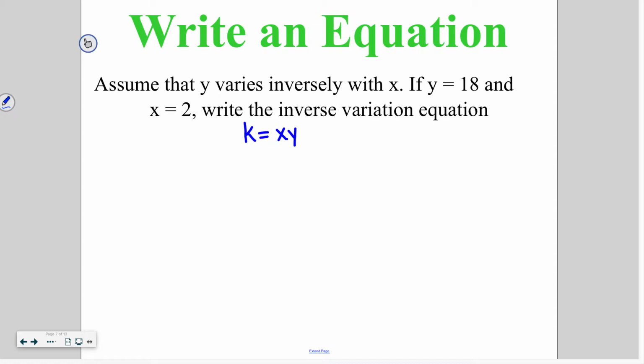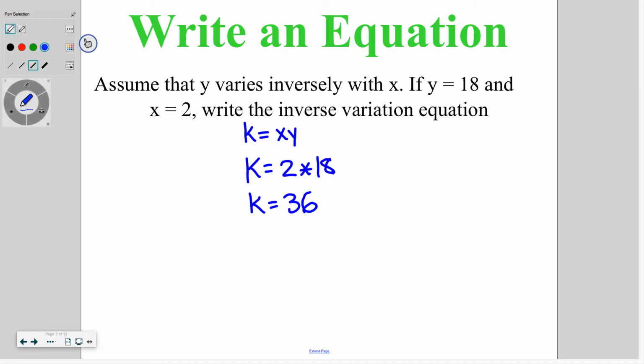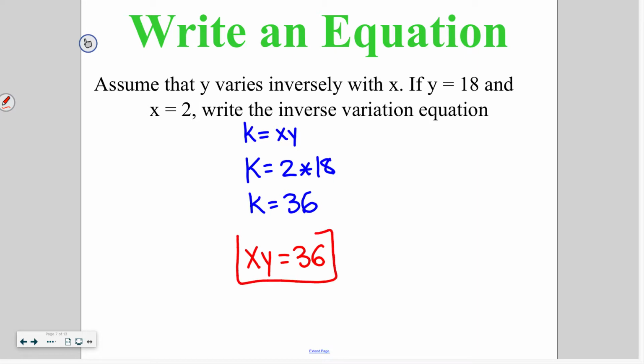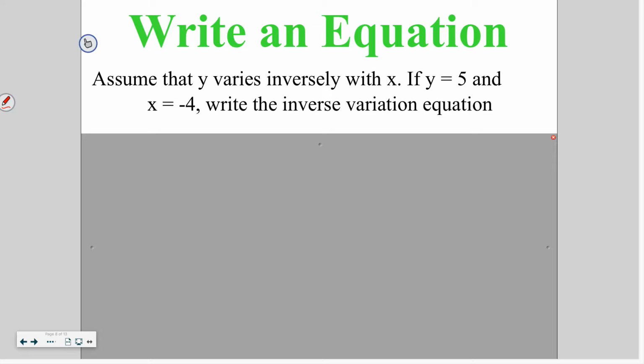It says assume that y varies inversely with x. If y is equal to 18 and x is equal to 2, write the inverse variation equation. So we're going to plug in what we know. We've got k is equal to 2 times 18, which gives us k is equal to 36. That's finding our k value, but what it asks us to do is write the equation. So we need to go back up to this original and say x times y is equal to 36. That is the actual equation that you would be using. Go ahead and try this one on your own.